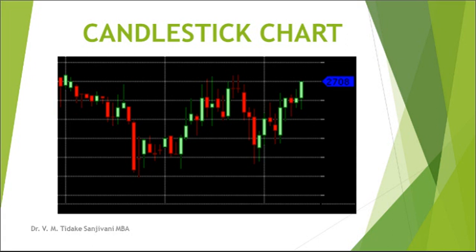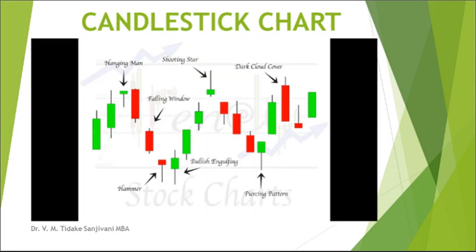The red candle is the one whereby the closing price of the share is lower than the opening price, and the green shows that the price of the share has increased, that is, the opening price of the share is lower than the closing price of the share. So this is a type of candlestick chart. In more detail you can see another version of the candlestick chart whereby I have written certain names: hanging man, falling window, then shooting star, hammer, bullish engulfing star, piercing pattern, dark cloud cover.